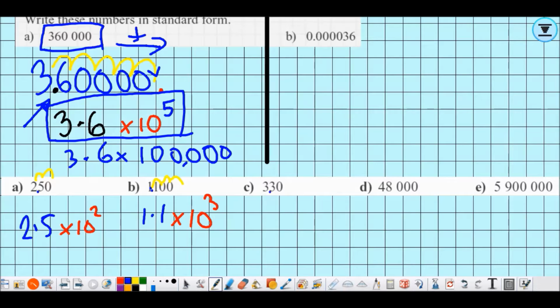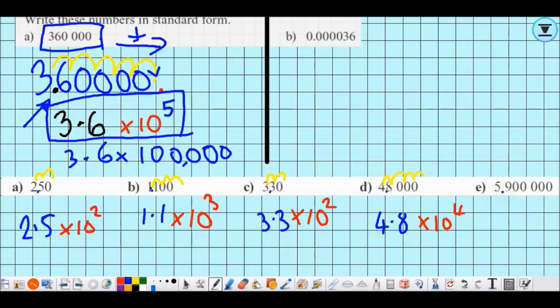Okay, hopefully you've had a go, and you've got 3.3, and we're bouncing it again 2 spaces, so times 10 to the power of 2. D: 4.8. How many spaces do we need to bounce that decimal point out? 1, 2, 3, 4. Times 10 to the power of 4.